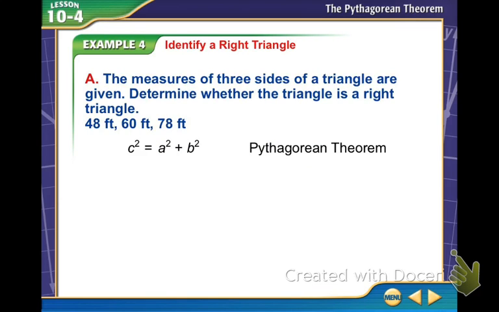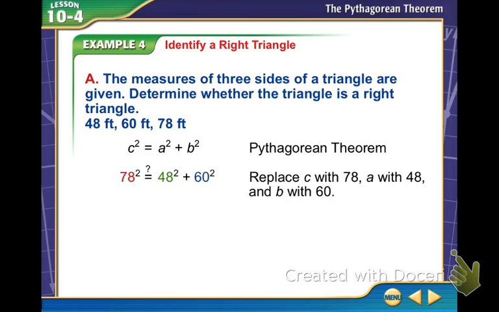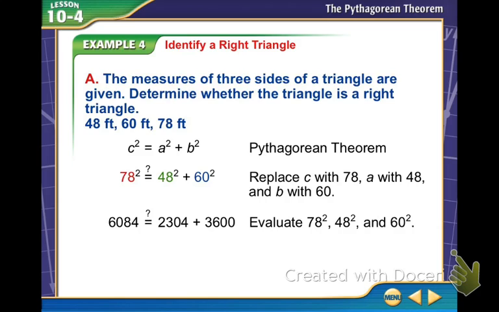So in this one, we are told the 3 side lengths. We just don't know if it's a right triangle. Well, if it is a right triangle, then it will follow the rule of the Pythagorean Theorem. So let's just substitute in the numbers. So 78 has to go in for the hypotenuse because it's the longest, and then 48 and 60 for the legs. And then you just simply solve both sides of the equal sign to see if they come out the same. They don't. So this one is not a right triangle.